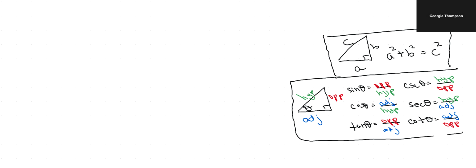And tan is going to be sine over cosine, which is opposite over adjacent. And then remember, we can flip these. So cosecant is just sine flipped, secant is cosine flipped, cotan is tan flipped. So let's do a problem.